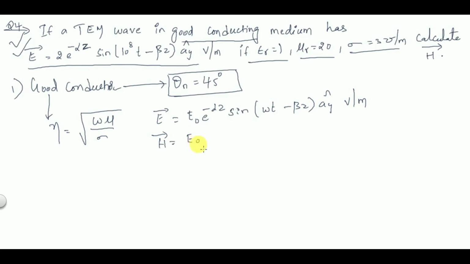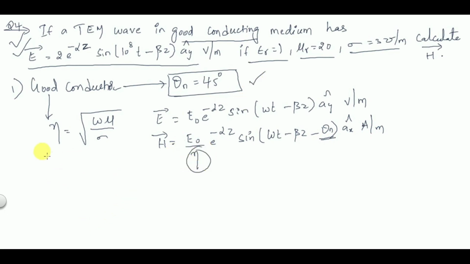H bar is E naught by eta, e power minus alpha z into sine of omega t minus beta z minus theta n, and since the wave is propagating along plus z direction, this will be ax cap ampere per meter. We have already got the value of theta n as 45, so the only thing we require is eta.